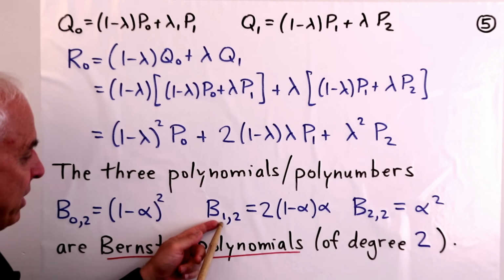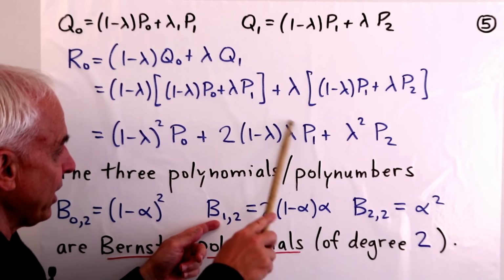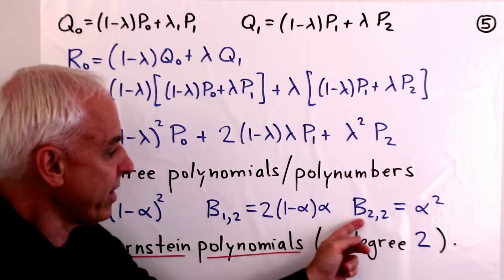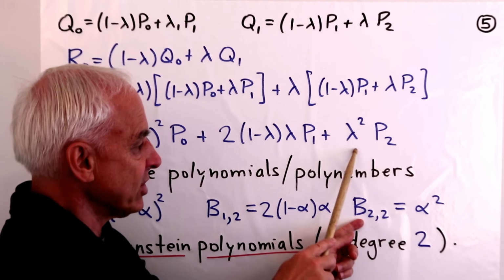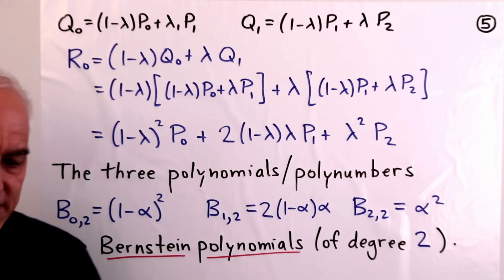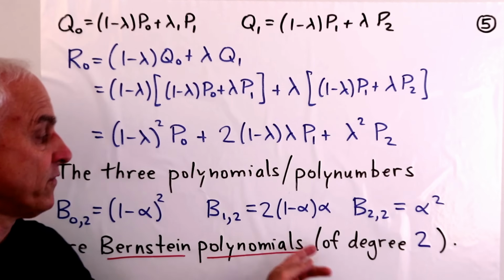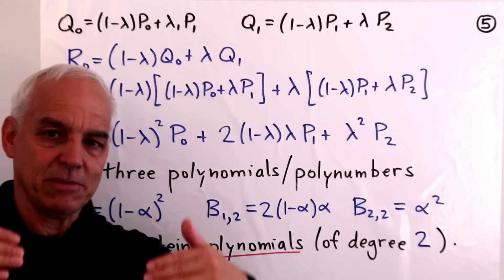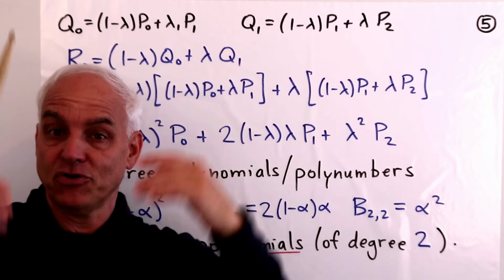And then the next one, b1,2, is this one here, 2 times (1 minus alpha) times alpha. And the third one, b2,2, is just alpha squared. So these are the 3 Bernstein polynomials of degree 2. And we'll shortly see that there are Bernstein polynomials of any given degree.